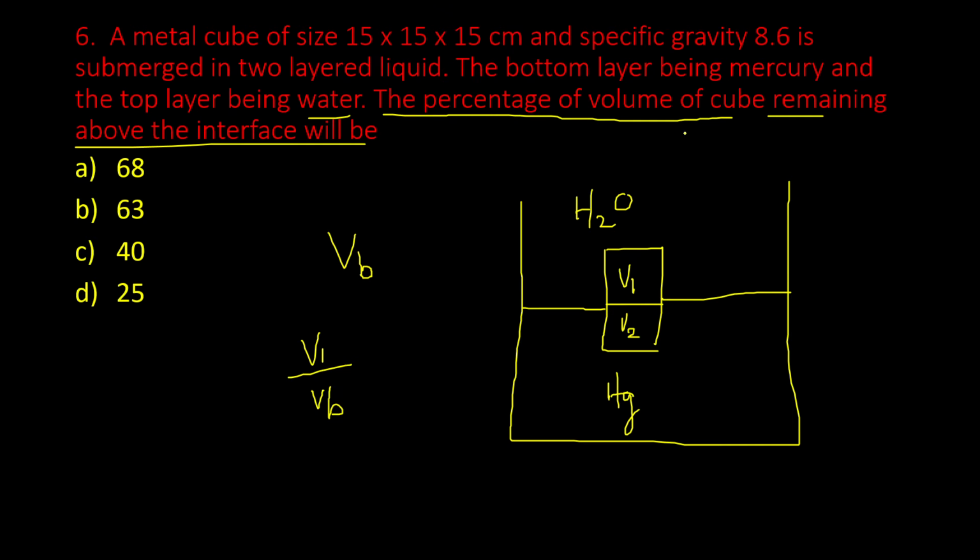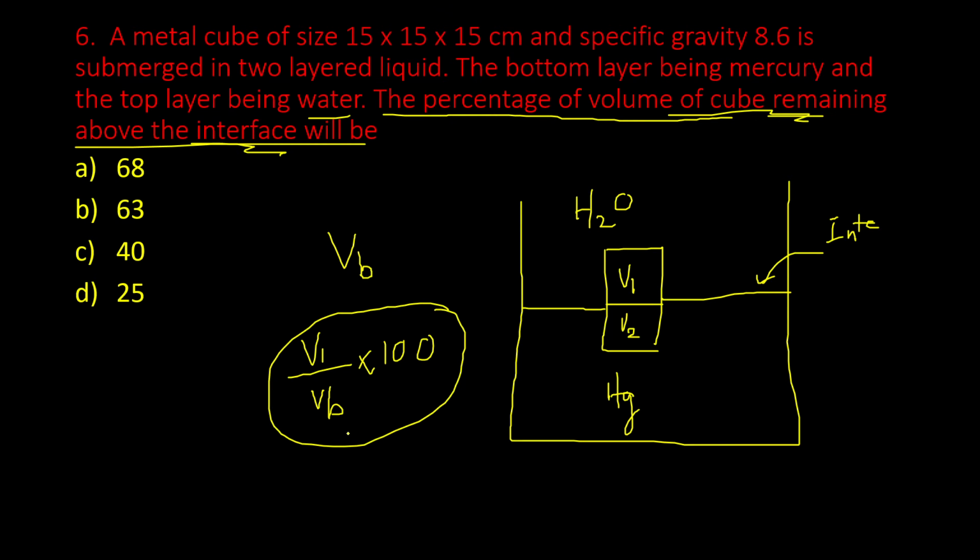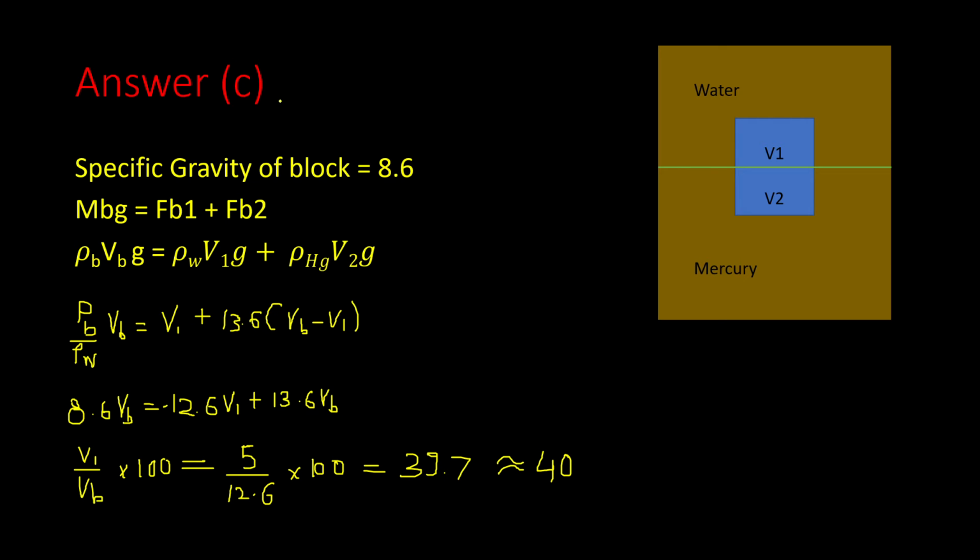So we have to find what is the percentage of cube which is remaining above the interface, and this is the interface. So we have to find V1 by VB into 100. So this value we have to find out. So the solution for this question is C. We have been given specific gravity of block as 8.6.